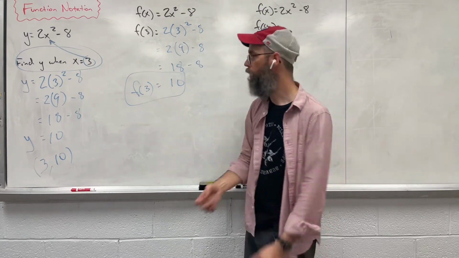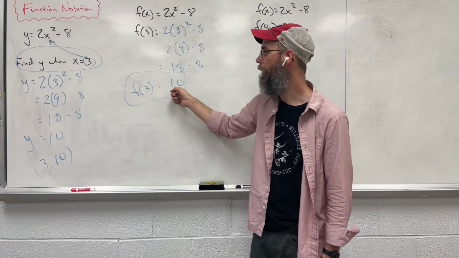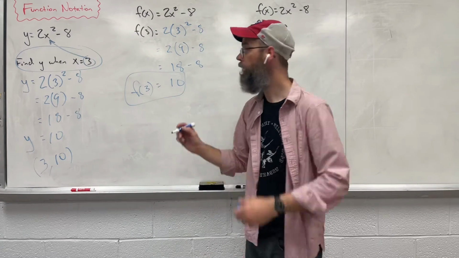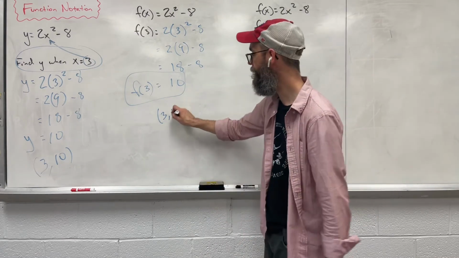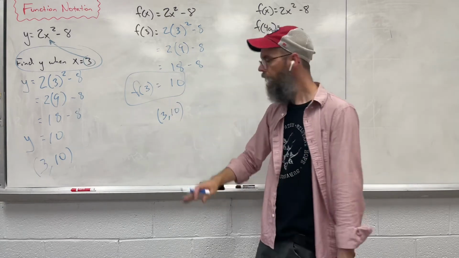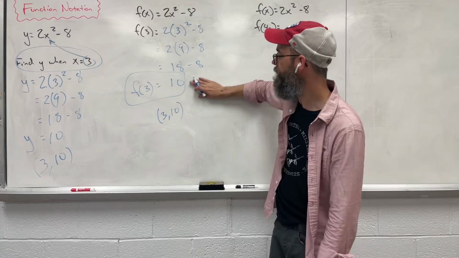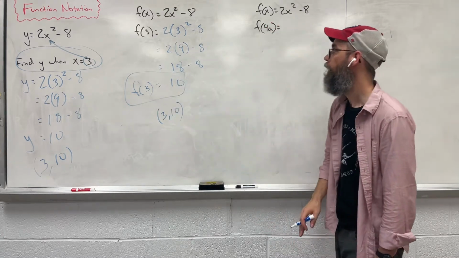What did I input? I inputted a 3. I came up with an answer of 10. So if I wanted to write that as a coordinate, what number do we input into the x? 3. What did we get out as a y? We got the 10. Great. We don't really need to go this far. It's good to understand it. This is what my answer is going to look like here. I plug in a 3, I get a 10.